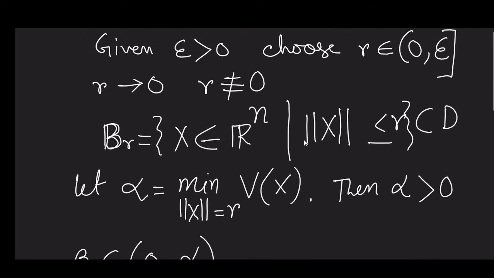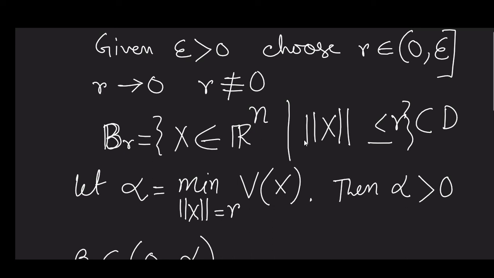Unless you allow x to lie exactly on your origin or overlap with your origin, you cannot have your Vx greater than or equal to 0. So you cannot have your alpha, which is the minimum value of Vx, equal to 0. So alpha is bound to be greater than 0.